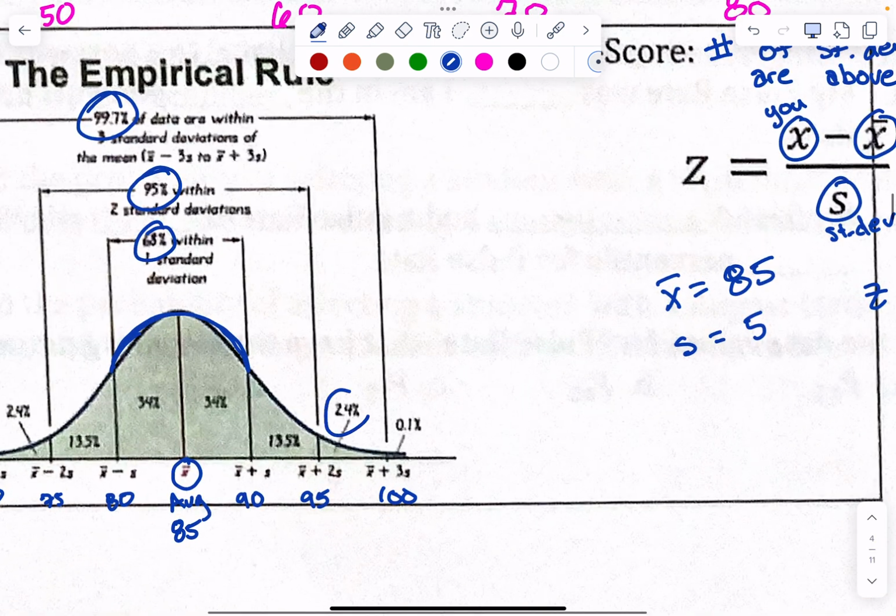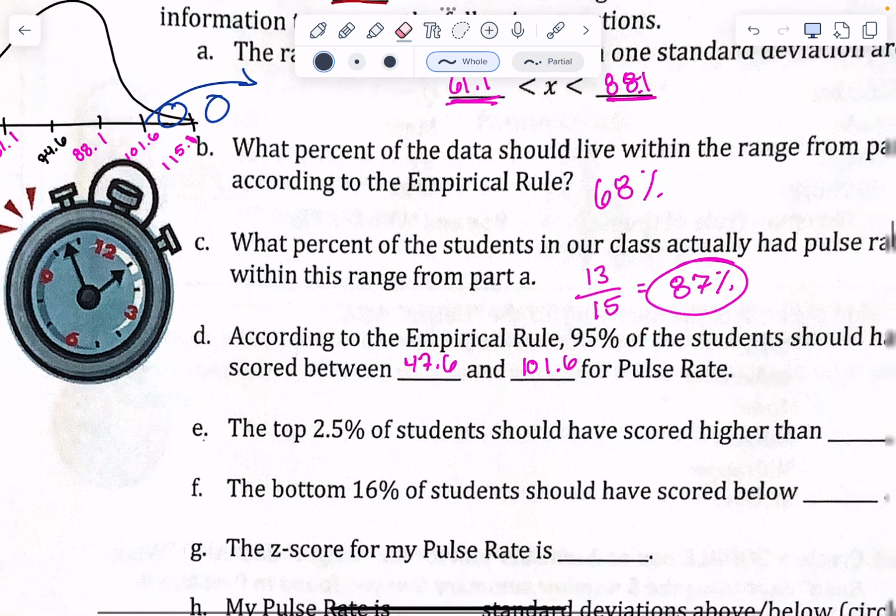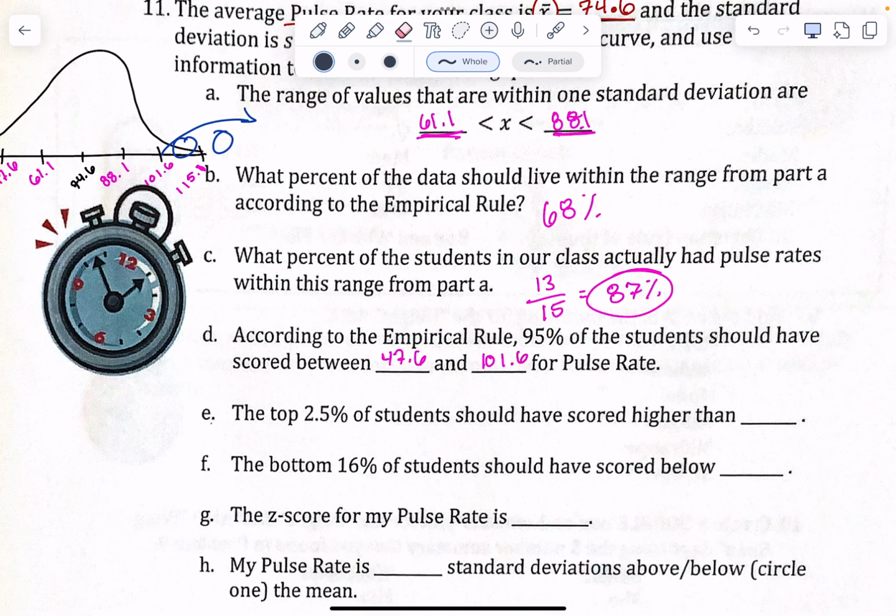Yeah, 2.4 and 0.1, so anything higher than this, which is 2 above, right? 2 above is 101.6. So if you are higher than 101.6, you are in the fastest 2.5% of hearts beating. Is the answer 106 or 101.6? You are the only one. 101.6, higher than 101.6.